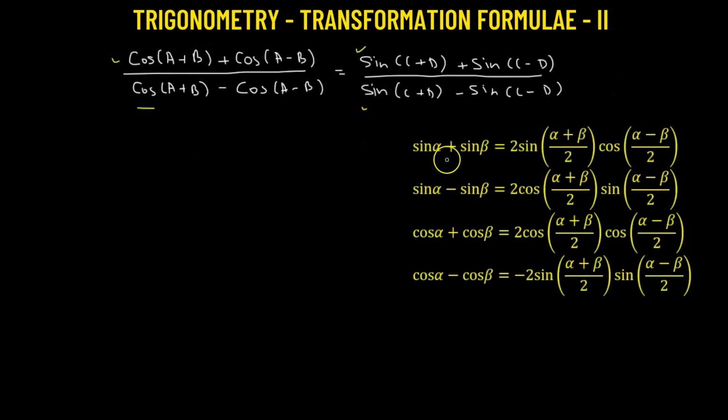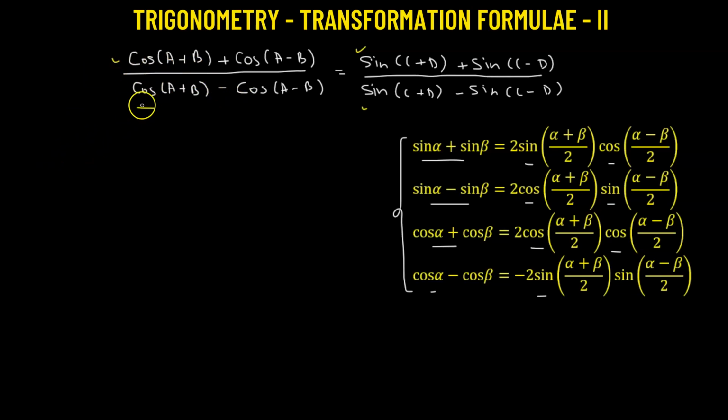If we have the sum of two sine functions, it transforms into a product of a sine and cosine. Similarly, the difference of sine functions transforms into the product of cosine and sine. Then the sum of cosine functions transforms into a product of two cosine functions, and the difference of cosine functions transforms into the product of two sine functions. So we're going to employ these four formulas. Let's rewrite each of the expressions in the numerator as well as the denominator on both sides.